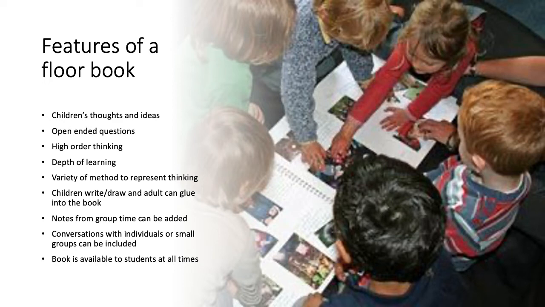If you were looking at things like where do things grow, and we look at sand and we look at our trees and we look at our bark and our leaves and so on. The children can write or draw, the adult can glue. We can also use scribing of some sort to add in some notes. We can put in our conversations that children have had.